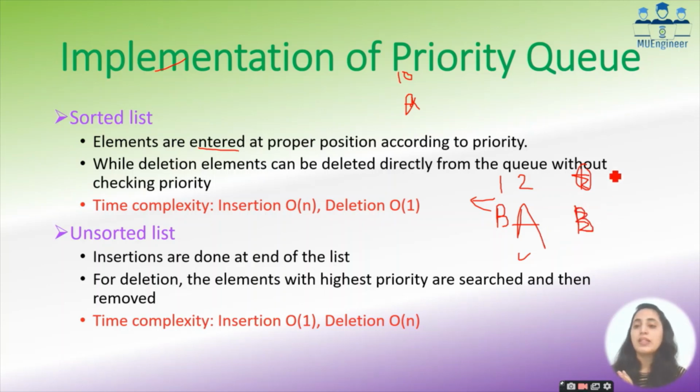गेटिंग इट? देन देयर कम्स C विद द प्रायोरिटी 3. सो C को वो रेयर एंड में ऐड करेगा. दैट मीन्स C विल कम आफ्टर A with the priority 3, like this. So whenever you are entering these values, that time only you are arranging them as per their priority. So while deletion, the elements can be deleted directly from the queue without checking.